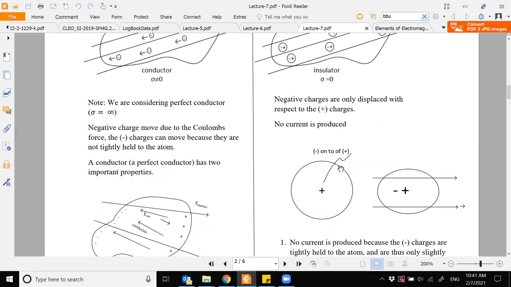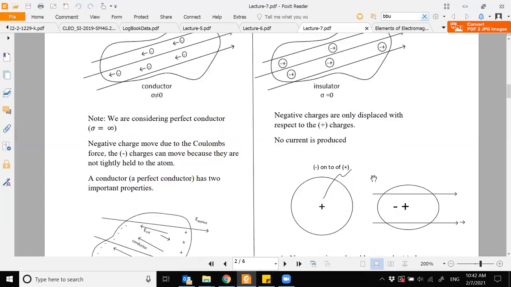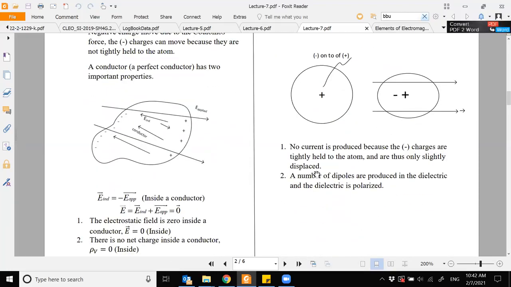So if this is positive and this is negative, then under the influence of the electric field the negative will be moved one way and the positive will be moved to the other side. Instead of a circle, it becomes like an oval. But no current will be produced because there are no free electrons. So this is the property: no current is produced because the negative charges are tightly held to the atom and are thus only slightly displaced.